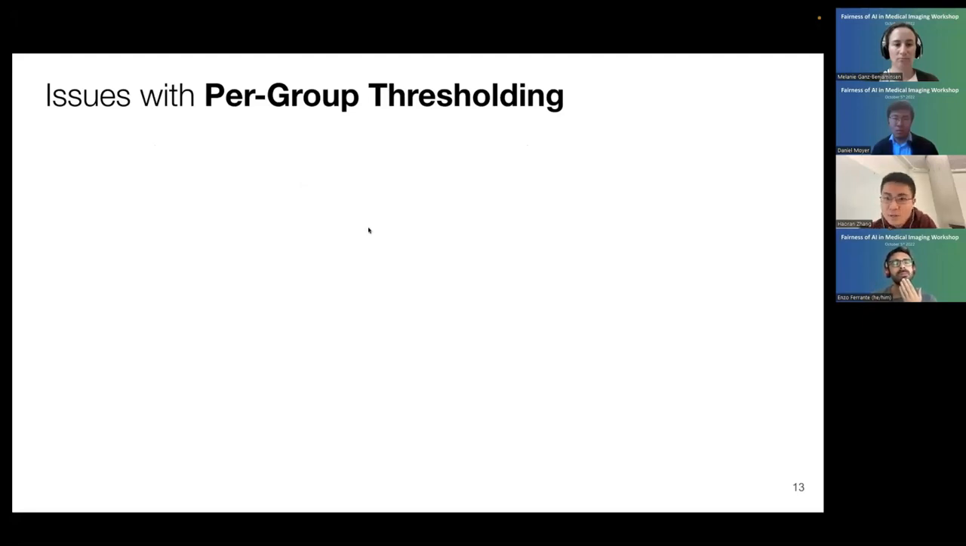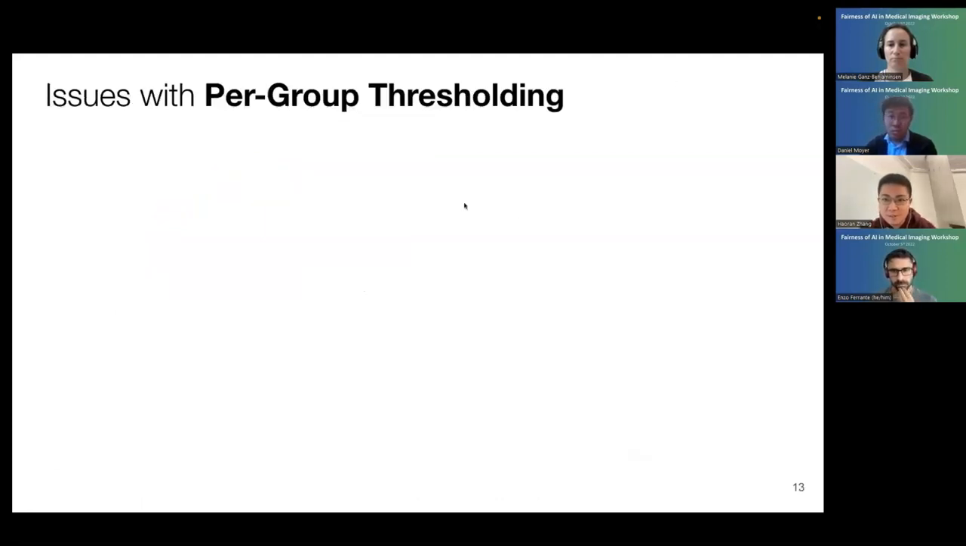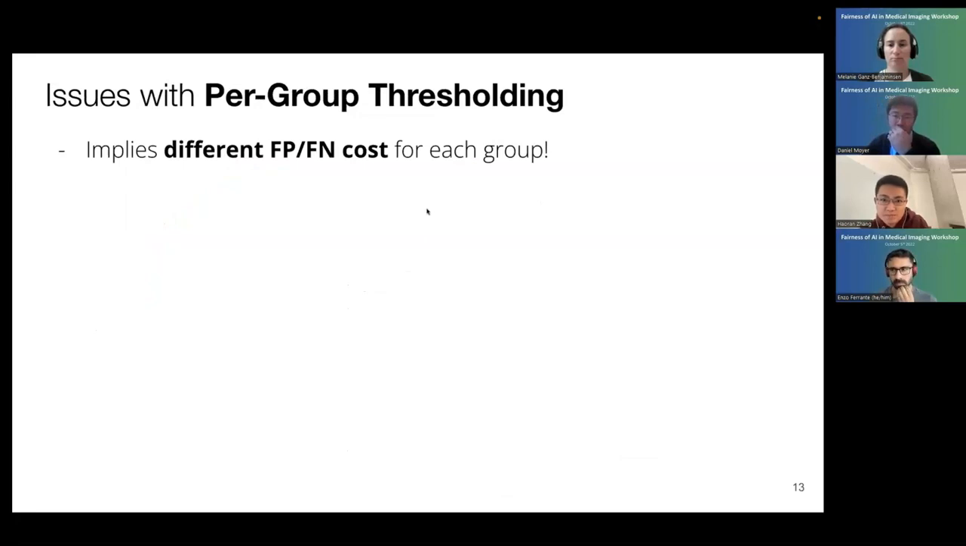And so if you deploy one model for one group at a 0.5 threshold, this means that false negatives and false positives are equal cost. Whereas if you use 0.63 as a threshold, this means that false positives have almost twice the cost of false negatives. So this is a very significant source of bias, right? This is an implicit form of bias that we cannot have in our model. So this is one reason why it's bad.